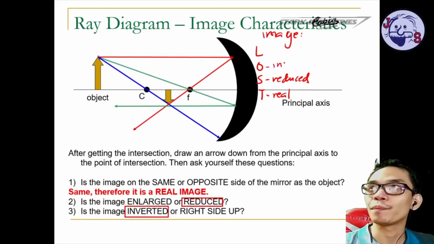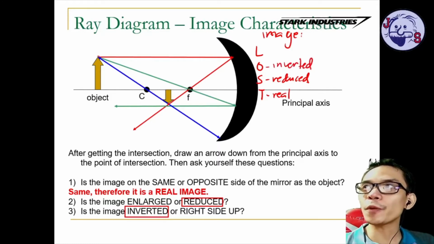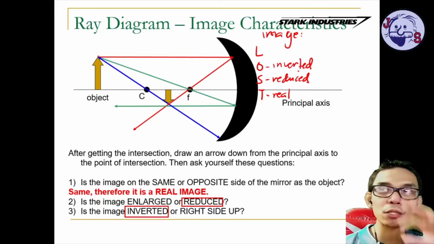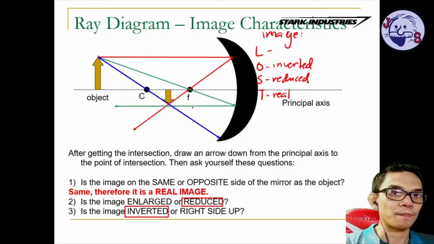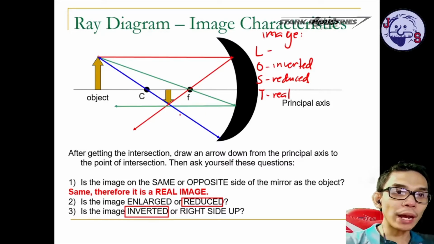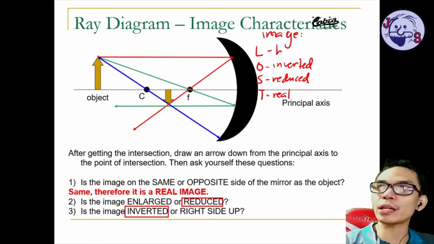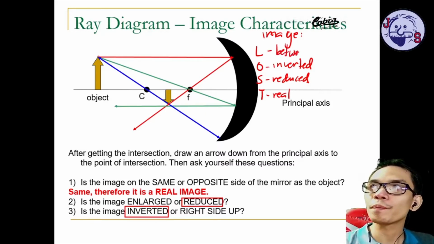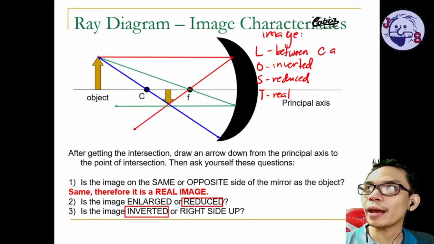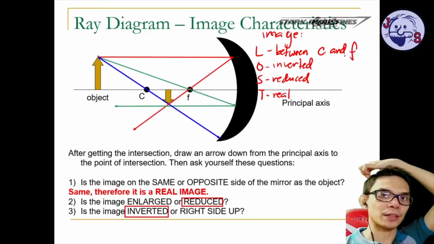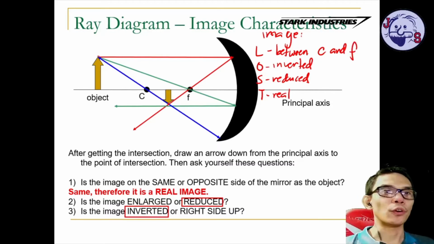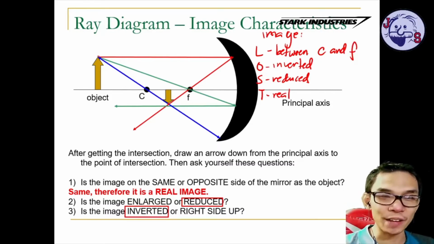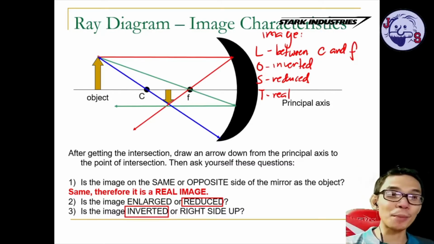Now, in terms of location, where is the image located? Based on this one, the image is located in between C and F. Can we write that one? Yes, we can write that one. So, between C and F. So there you have it. That is your location of the image, orientation, size, and type of image.